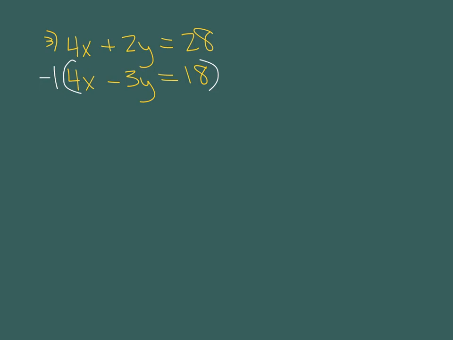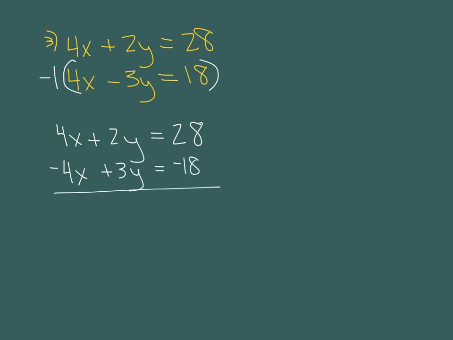I just choose the second one. Okay, so I'm going to rewrite the first equation: 4x plus 2y equals 28. And then I'm going to work out the second one, distributing that negative 1. So I've got negative 4x plus 3y equals negative 18. And again, I did that so that in this step right here, I will have a positive 4x and a negative 4x so that it's eliminated right there.